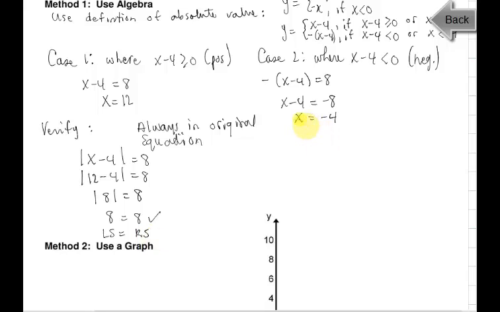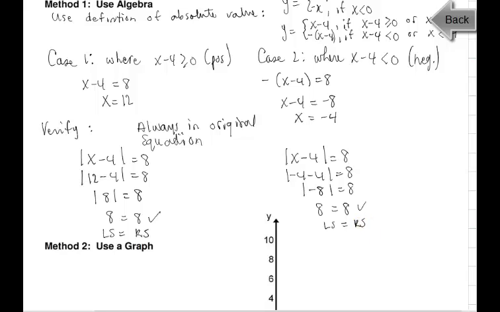We want to use x equals negative 4, so once again into the original equation, substitute negative 4. We get absolute value of negative 8, and so the absolute value of negative 8 is 8. And so we are right, left side equals right side.